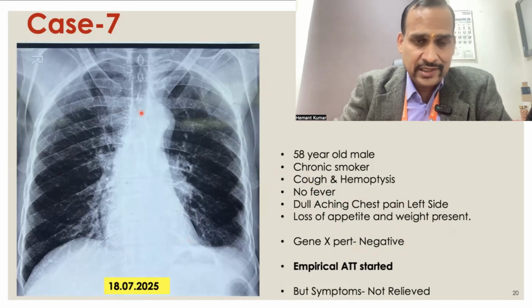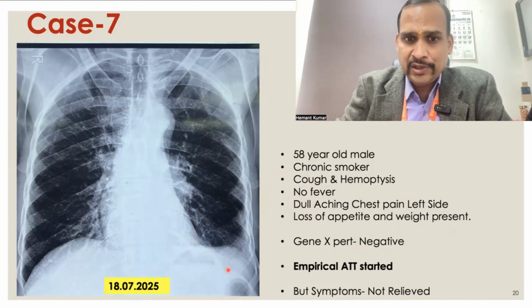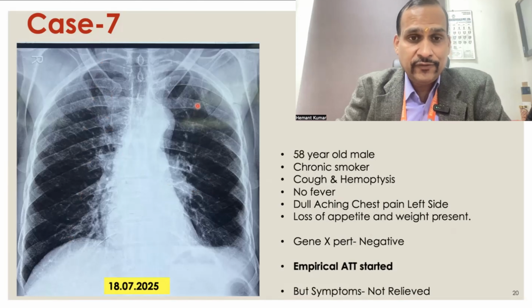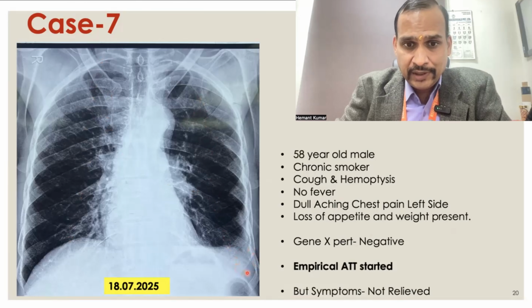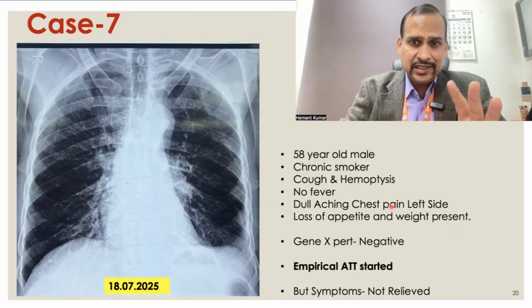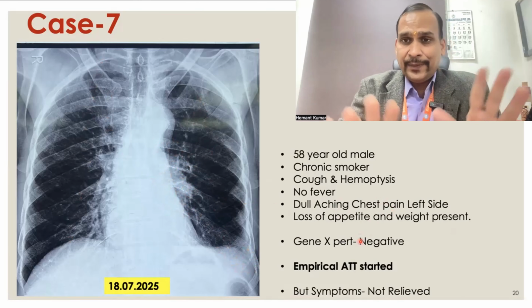When he saw this X-ray, this is a chest X-ray PA view. Right CP angle is clear. There is no problem of the right parenchyma. But if you see carefully the left side of the lung, you can see the CP angle is blunt on the left side. And there is opacity in the left pericardiac region. This is consolidation. Based on this X-ray and this clinical history, the private practitioner started empirical ATT.